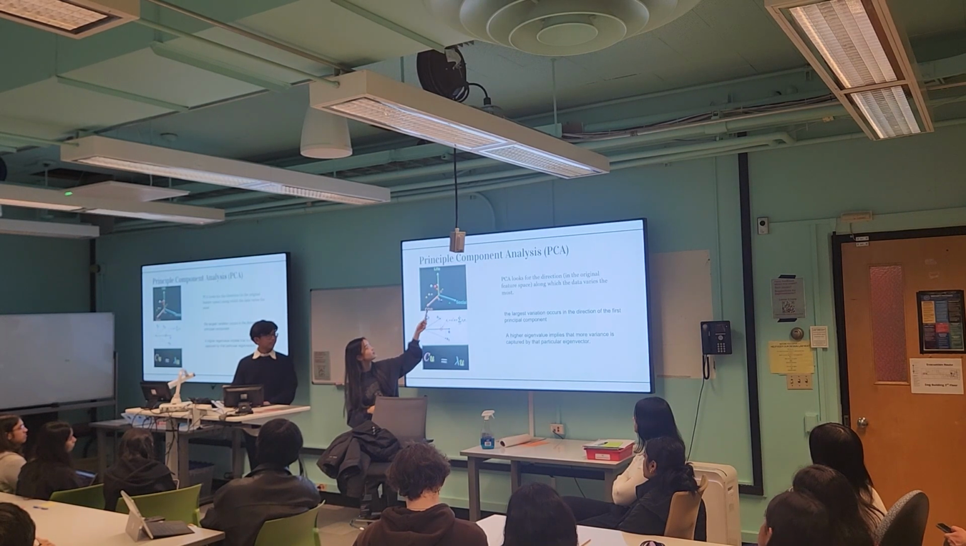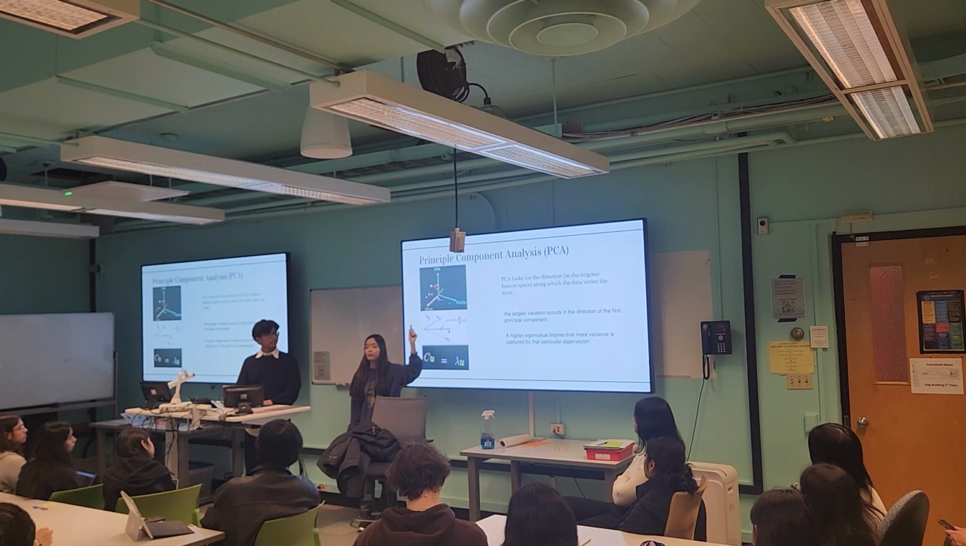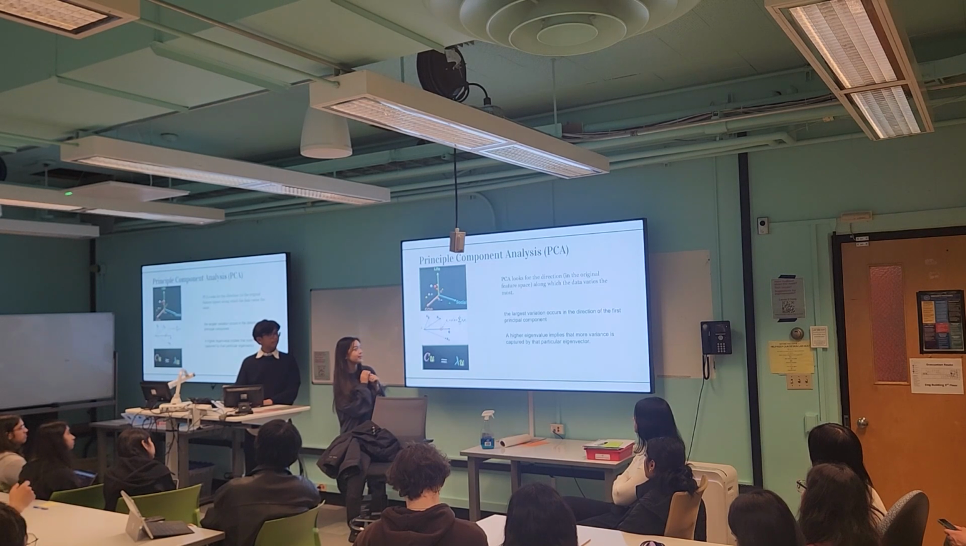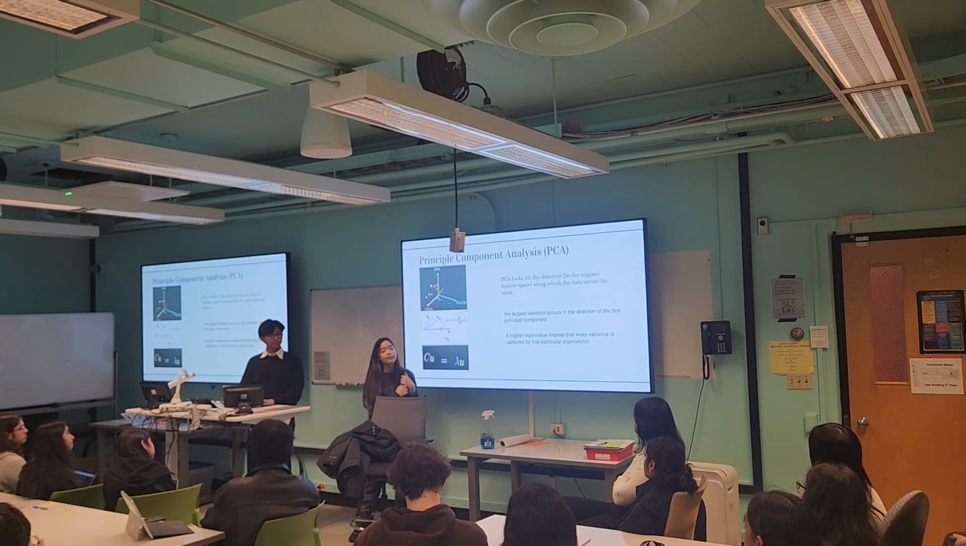So as you can see, we just randomly picked 3 factors here: GDP, social, and life expectancy. Each of them has its own direction. So basically, PCA just looks for the direction along which the data varies the most.